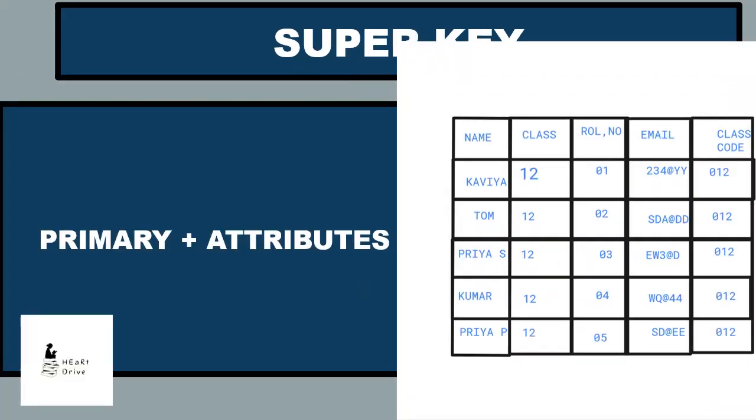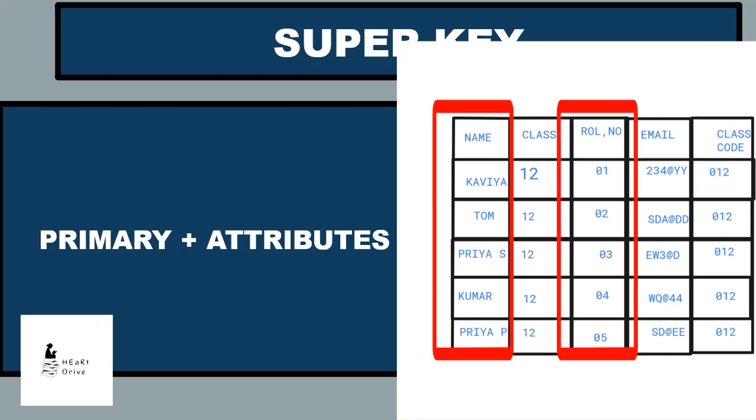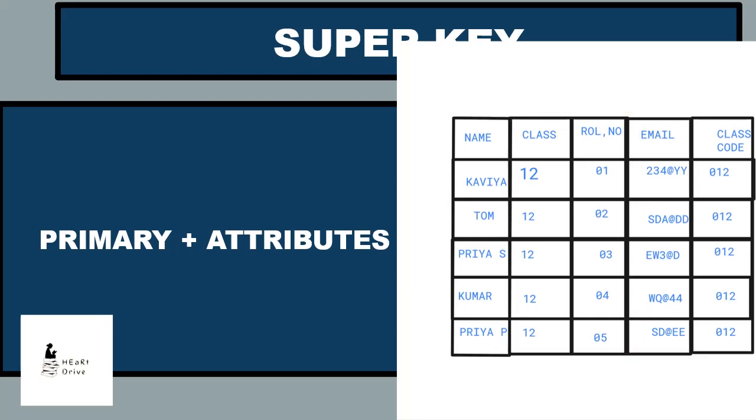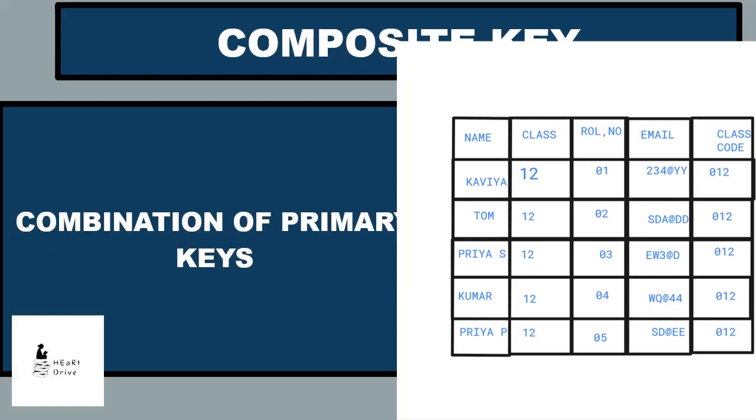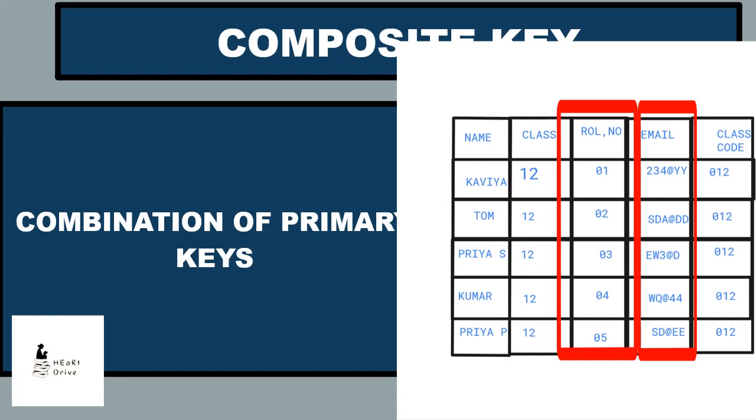Super key. Primary key combined with some other attribute is called as super key. If you search for a student with roll number, which is a primary key, and student name, which is not unique, then those two attributes will be together called as super key. Composite key. Group of primary keys in a table is called as composite key. For example, here student roll number and email ID will be together called as composite key as both are unique in nature primary keys.